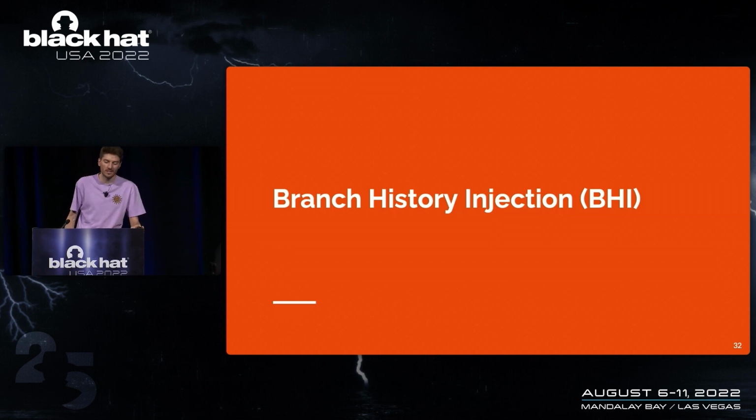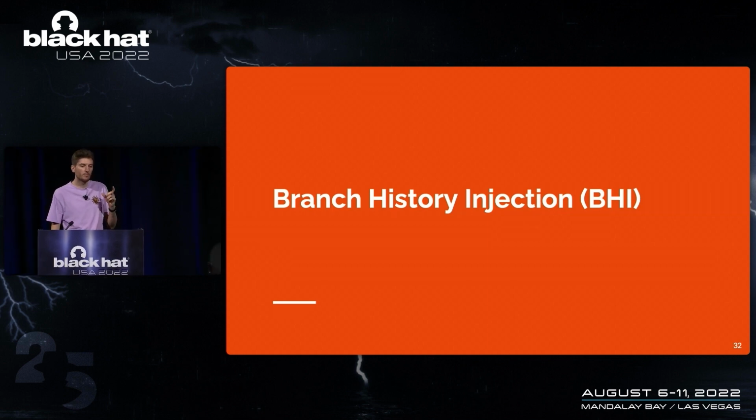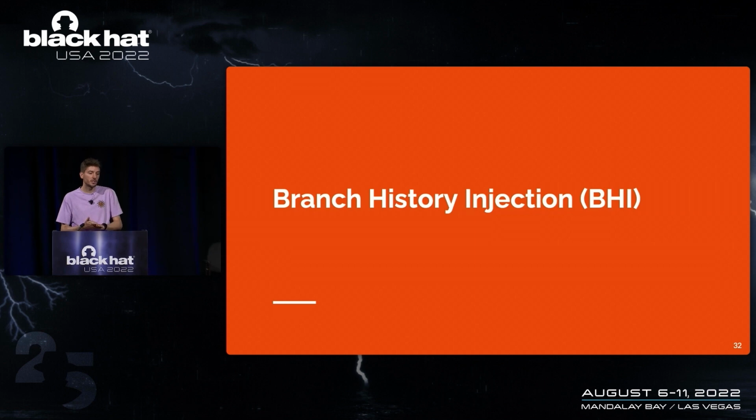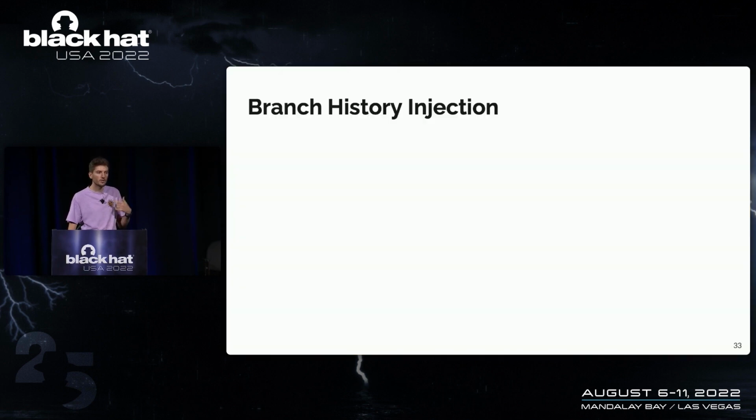So as Pietro just said, we have a very simple primitive right now. We can control the branch prediction process of the kernel from user space by injecting some history. But as you can imagine, we are still far away from building a full exploit. And to reach that point, we need to answer two questions.